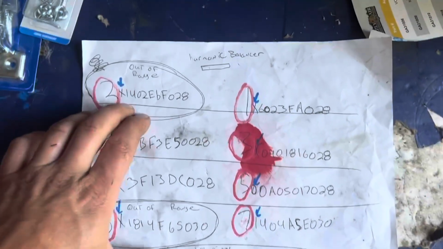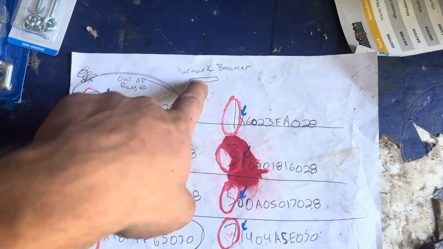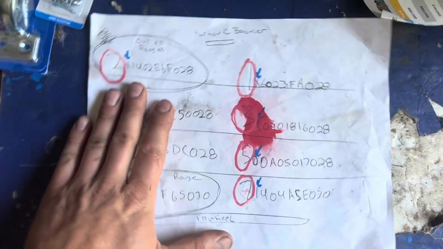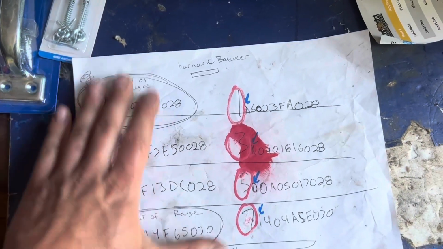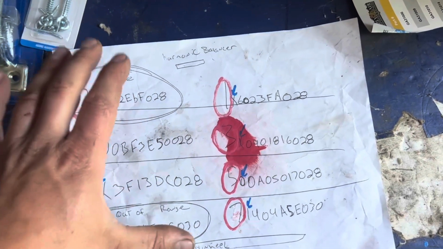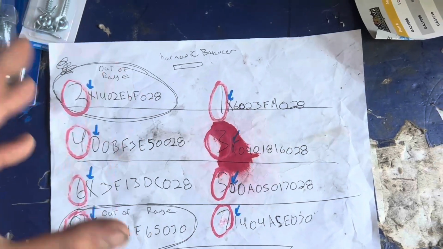So this sheet of paper represents your engine. This is your harmonic balancer, so that's the front of the engine. This is the flywheel, so that's the back of your engine where your transmission mates. All right, so basically this is a representation of your engine. If you're swapping out all 8 injectors, you're going to need to draw up a little chart or diagram like this.